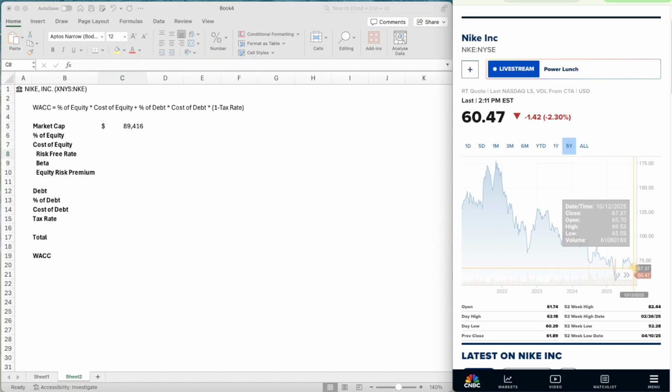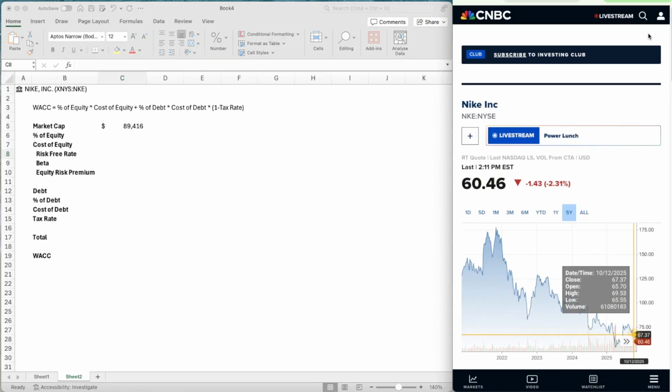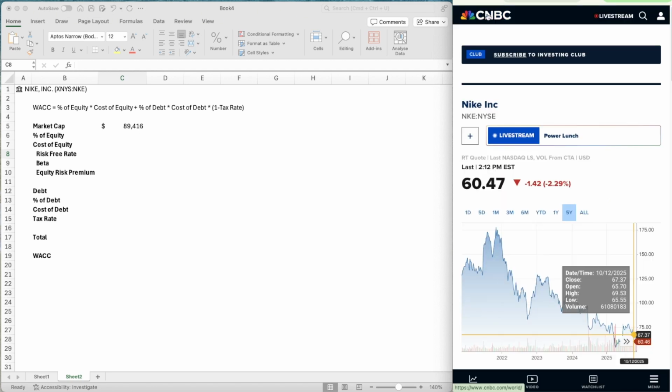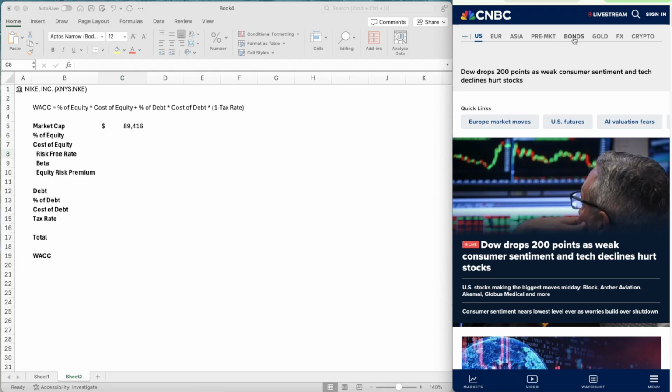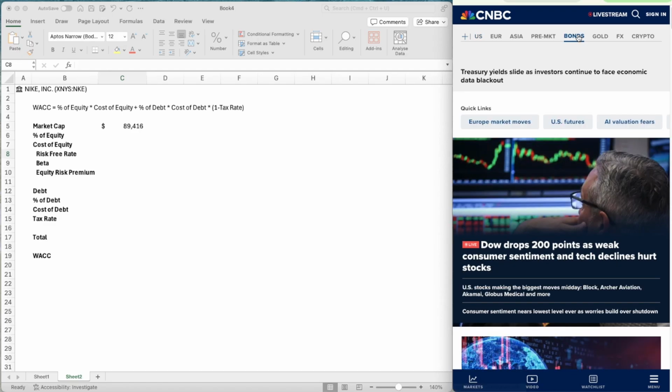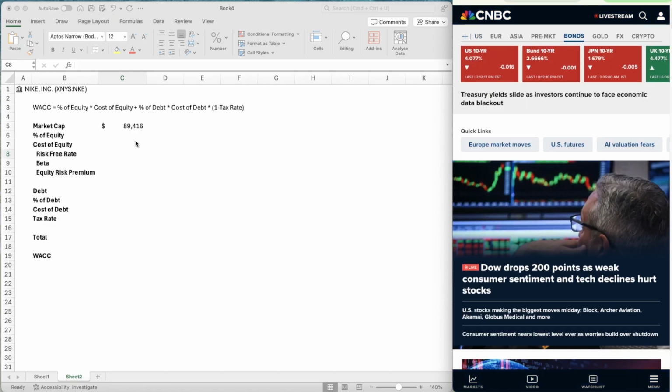Risk-free rate we can. We come on to here and we go home, bonds. 4.077 is our risk-free rate. It's the US 10-year. The beta we can't work out yet. The equity risk premium we can't work out yet.